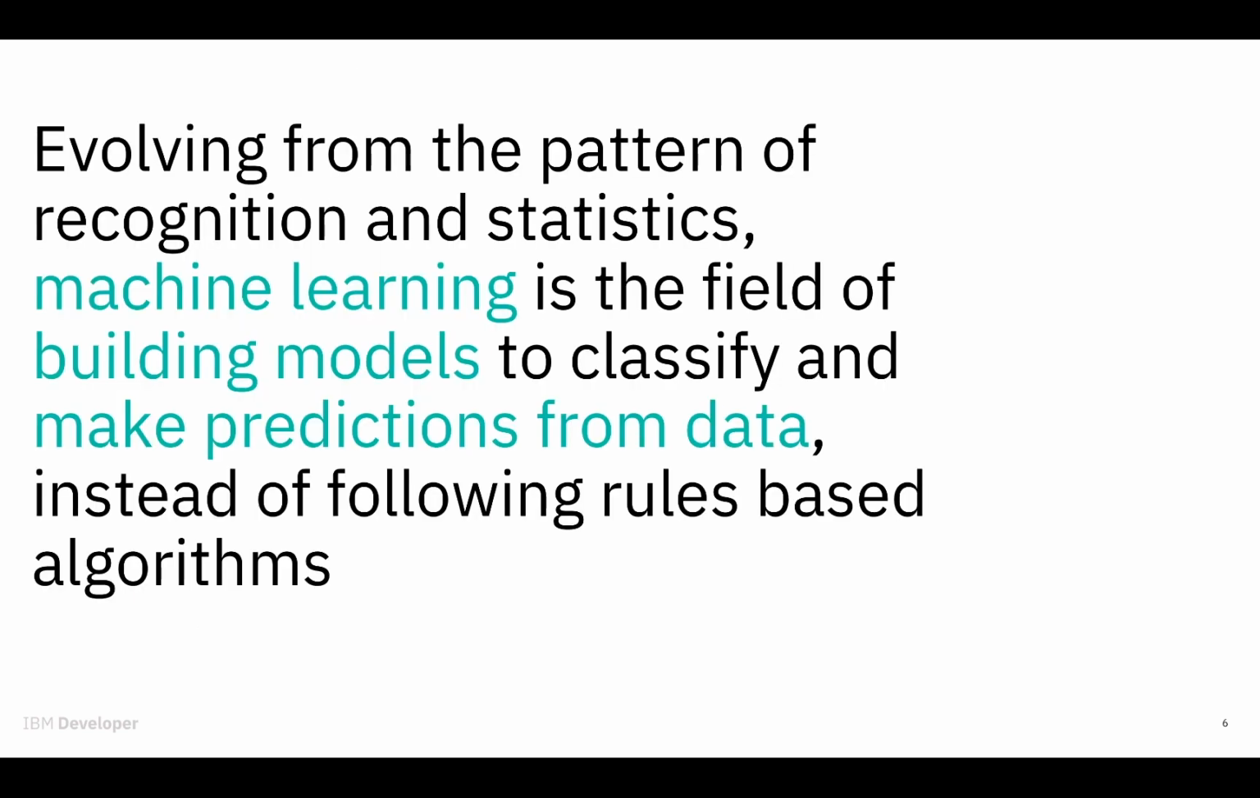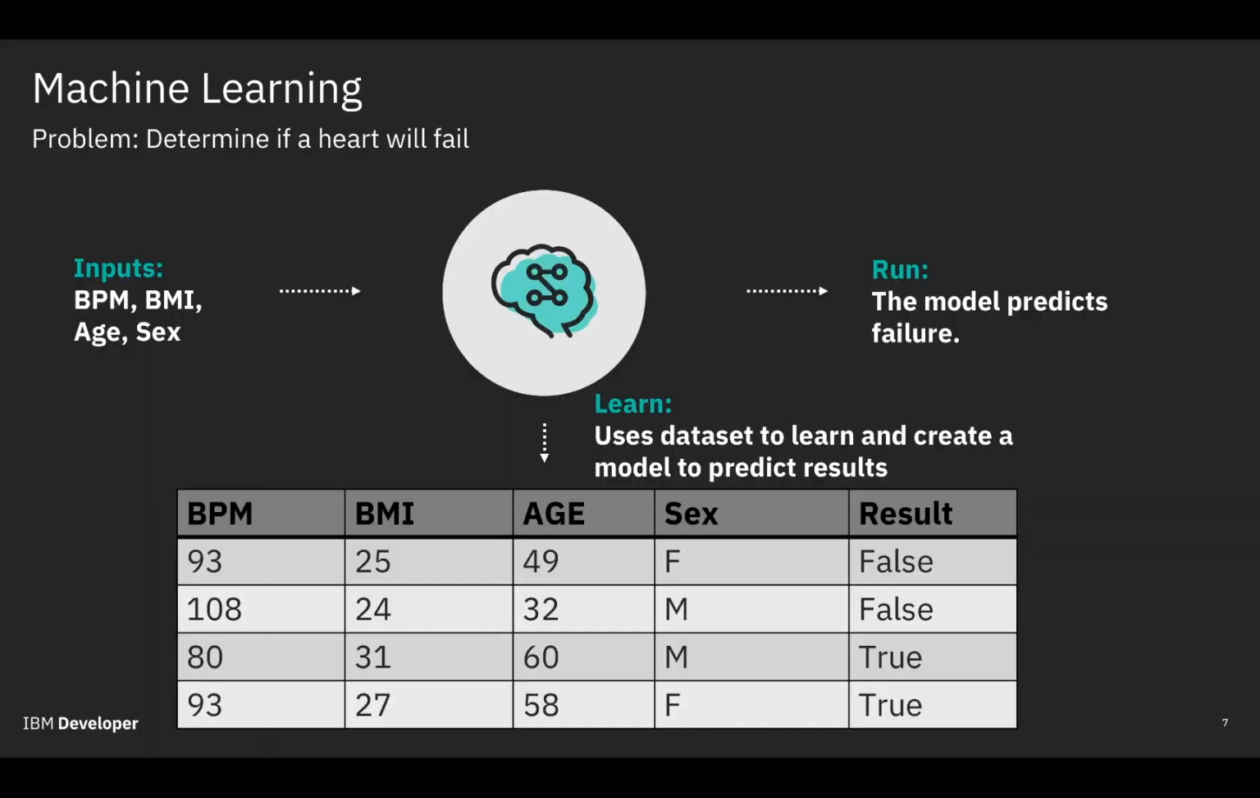So going into the definition of machine learning, we can say that, evolving from pattern recognition and statistics, machine learning is the field of building models to classify and make predictions from data instead of following rules-based algorithms. So, what does that mean? Let's go into an example of a problem we may be able to tackle with machine learning. What if we wanted to determine whether a heart can fail? Is this something we can solve with machine learning?